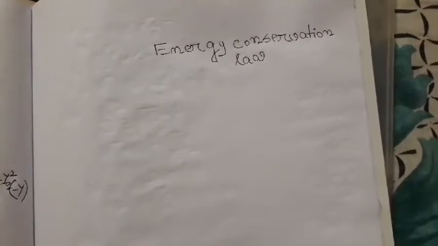This law basically states that energy cannot be created nor be destroyed. It can only be transformed from one form to another, and the total energy in the universe remains constant. This is simply the energy conservation law.